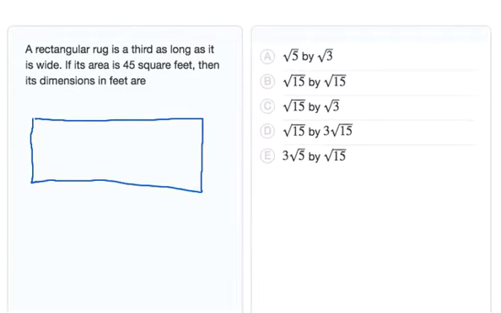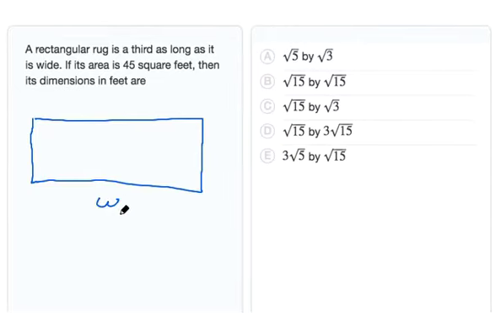So let's go ahead and read our question again. A rectangular rug is a third as long as it is wide. So however long it is, or however wide it is, the length is going to be a third of that. So let's go ahead, it doesn't matter what we call the length or the width here, because the orientation we drew was up to us.